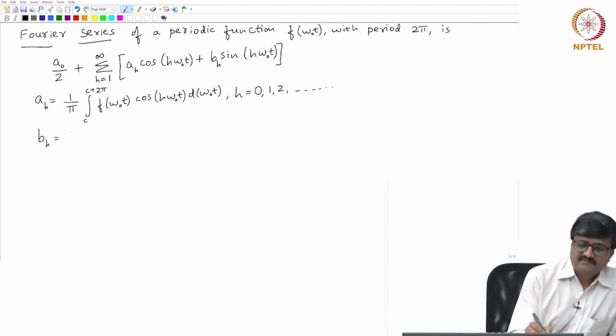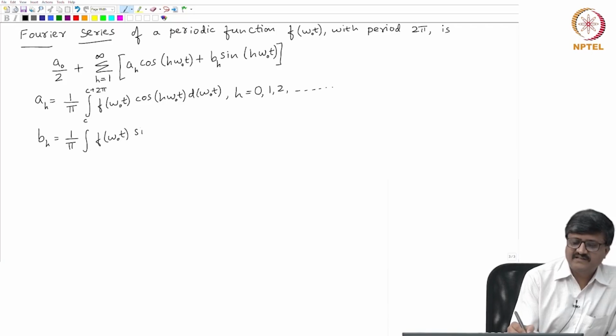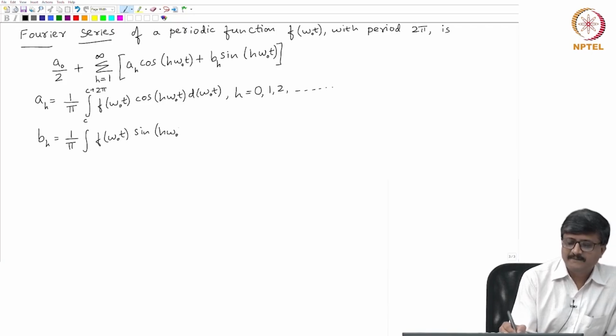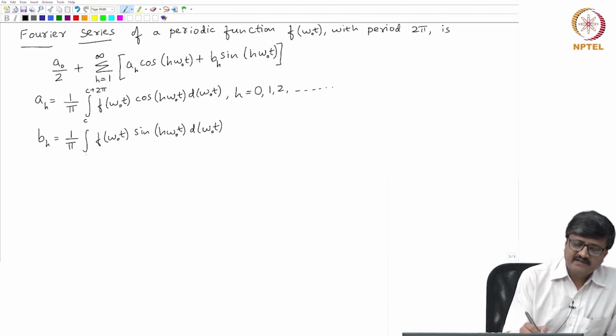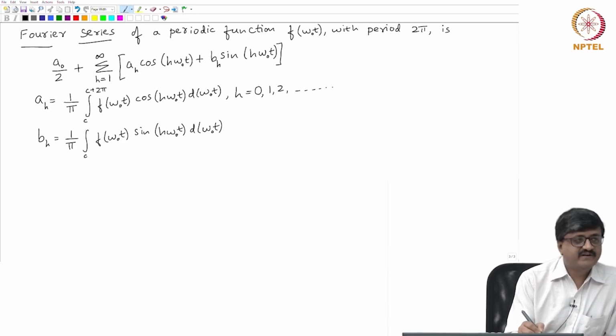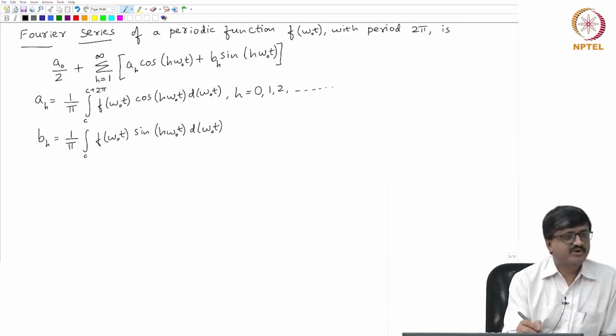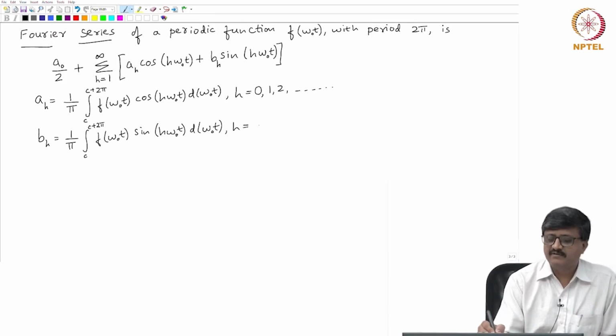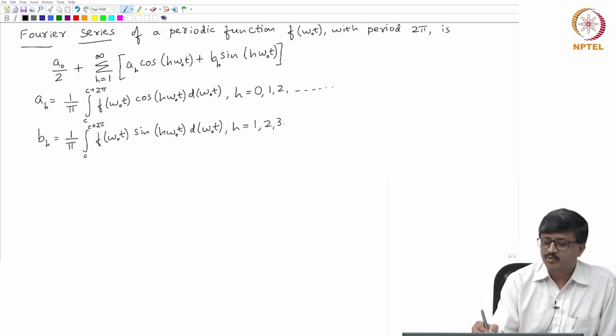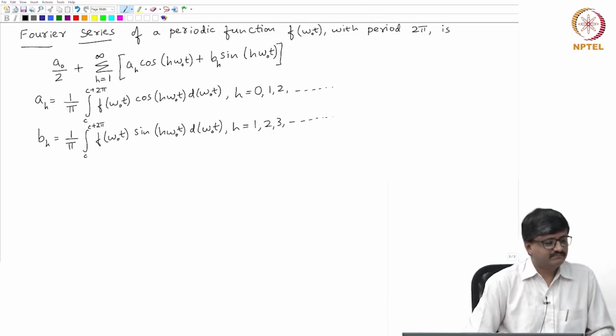Okay. So, BH is 1 by pi integral f of omega ot sin h omega ot d omega ot, and again integration can be between any two arbitrary limits provided the difference between these two limits is 2 pi. So, it can be any arbitrary c as the lower limit and the upper limit will be c plus 2 pi, and this is applicable for all values of h. Now, h does not take a value 0 here. So, it is 1, 2, 3 and so on. Okay.